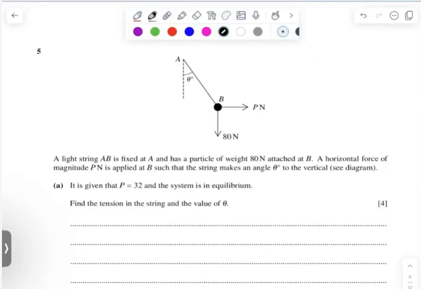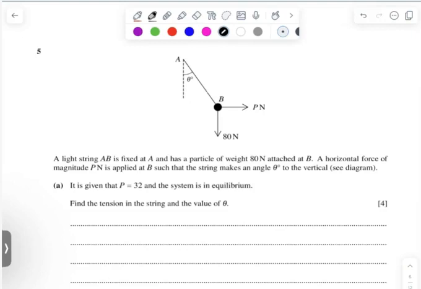Okay, next question. So here I can immediately see forces and equilibrium probably. Right, a light string is fixed at A and has a particle of weight 80 newtons attached to B. A horizontal force of P is applied at B such that the string makes an angle of theta. Okay. It is given that P is 32 and the system is in equilibrium. Find the tension in the string and the value of theta. Okay, so all we're doing is because it's an equilibrium, our forces in our x and y direction cancel out.